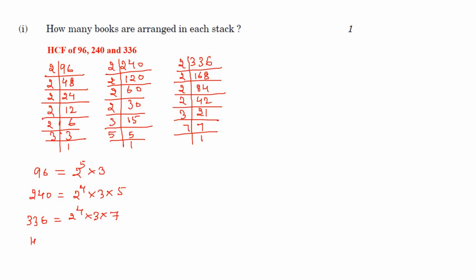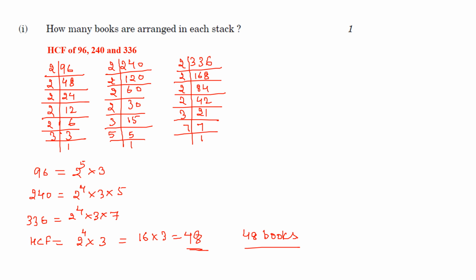Now you have to find HCF. So first of all, you have to see what is the common factor. So common prime numbers I can see 2 and 3. And what is the lowest power of 2? That is 4, and lowest power of 3 is 1. So from here 2 to the power 4 is 16. 16 into 3 is 48. Okay, so it means in each stack you will have 48 books. So this is the answer for the first one.